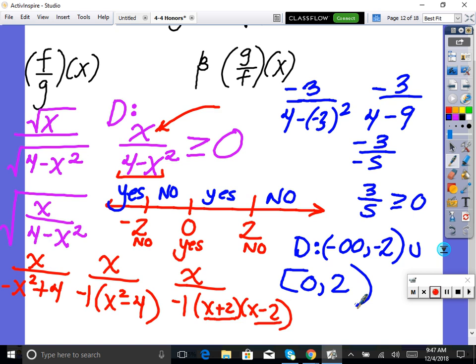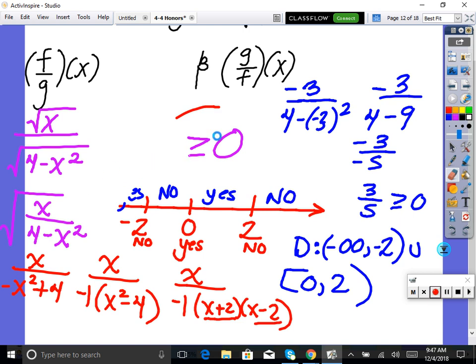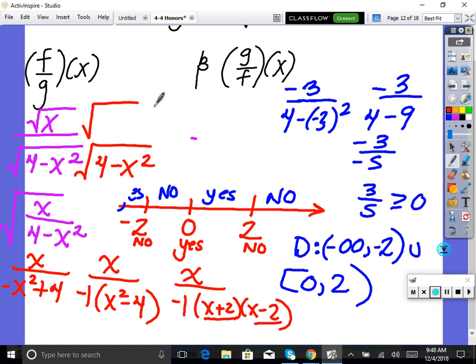All that work just to find the domain. Then we've got to go back to our answer right here and rationalize our denominator to get our final answer. Not for the domain, but just to get your simplified answer. So from here we would rationalize and multiply by the square root of 4 minus x squared, the square root of 4 minus x squared. We don't need the conjugate on this one, do we? Because that's actually just one term under the radical. I mean, it's two terms under the radical, but you get what I'm saying, hopefully.